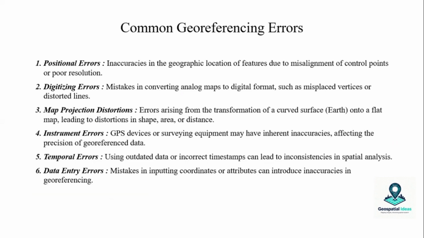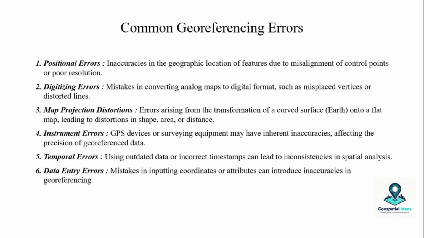What we also need to know is that there are some errors that are associated with referencing that you need to take into consideration when you are trying to do georeferencing. So, positional error. Let's say that you want to use image-based georeferencing. If you don't take your time to align your image properly, at the end of the day, you are not going to get the best results.